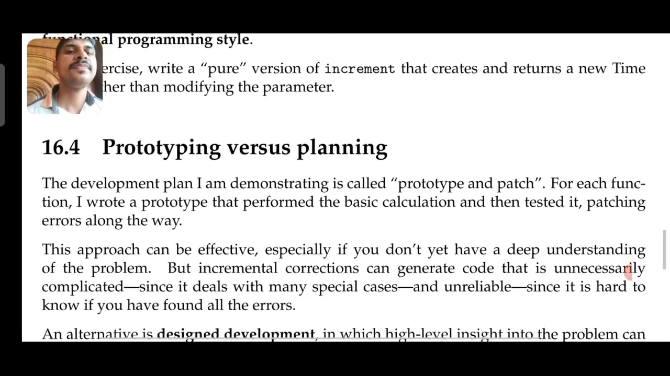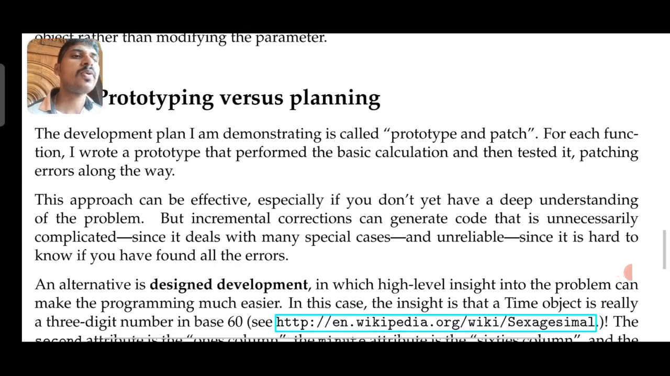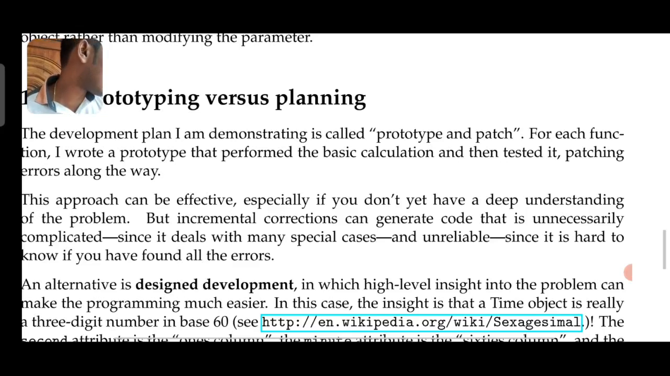So, prototyping versus planning, the general concept. The development plan I'm demonstrating is called prototype and patch. First you decide what you want to do and accordingly you go for coding, right? Prototype and patch.